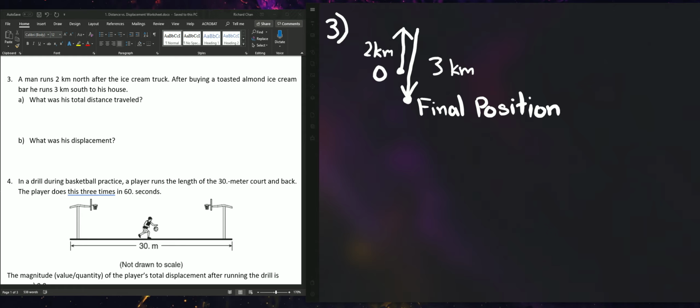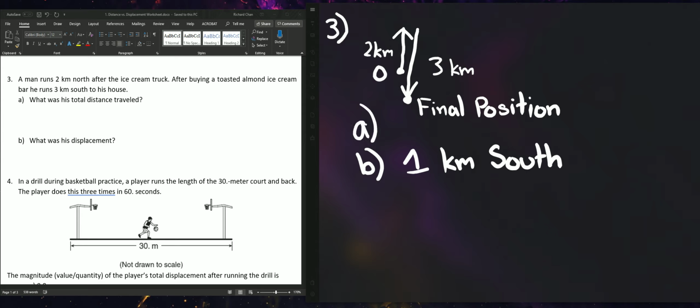Alright. So how far apart is my final position from my initial, right? So my displacement is going to be 1 km south. Because again, the final position is south of our initial position right here, right? Now, I neglected to do total distance traveled because I assumed that that would be fine. This is going to be 5 km because all I'm doing is adding 2 plus 3, and I get 5. Okay?